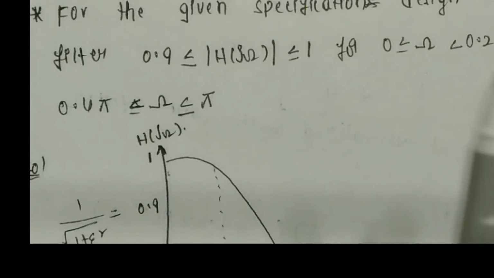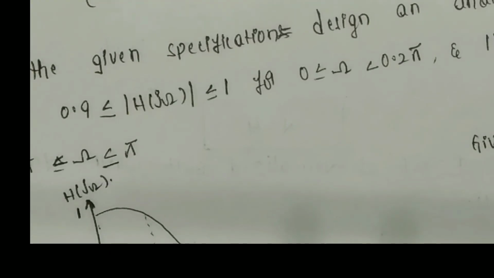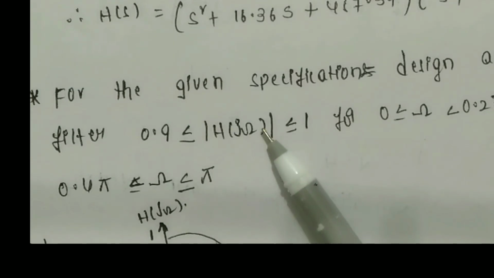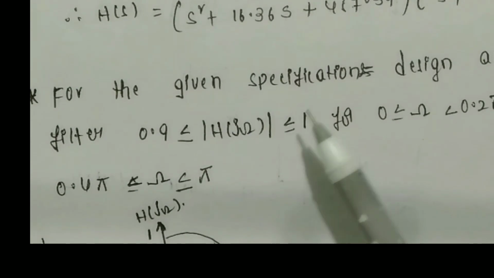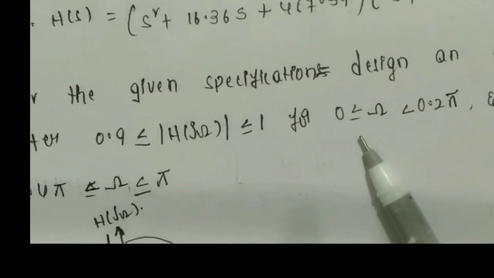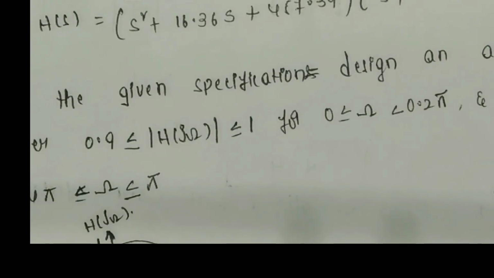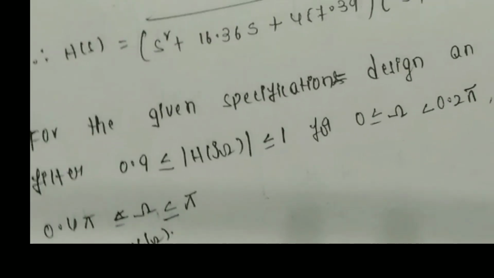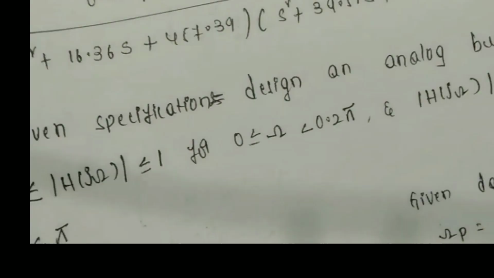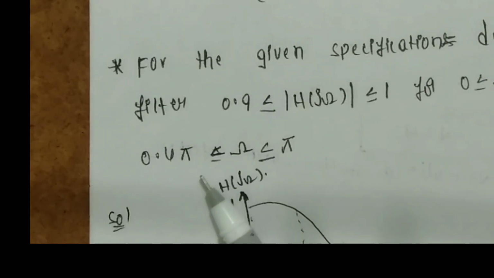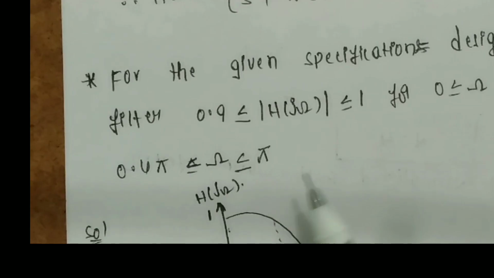For the given specifications, design the analog Butterworth filter, whose transfer function H of j omega is lying between 0.9 to 1 for the range of 0 to 0.2 pi. The omega frequency, omega is the angular frequency, which is lying between 0 to 0.2 pi, and H of j omega is less than or equal to 0.2 for 0.4 pi less than or equal to omega less than or equal to pi. So this is the question.